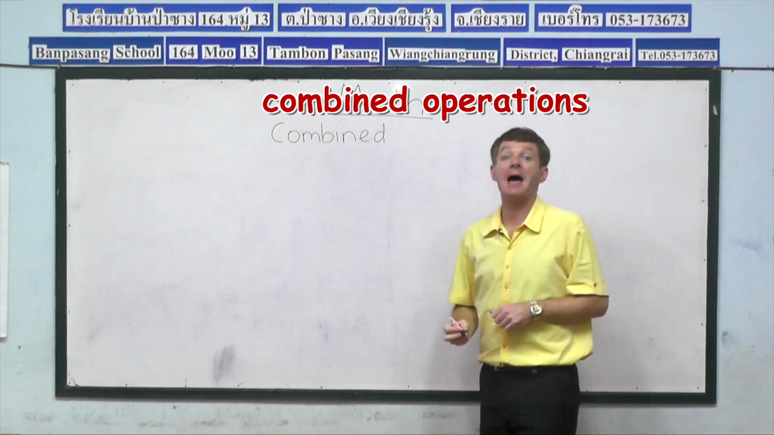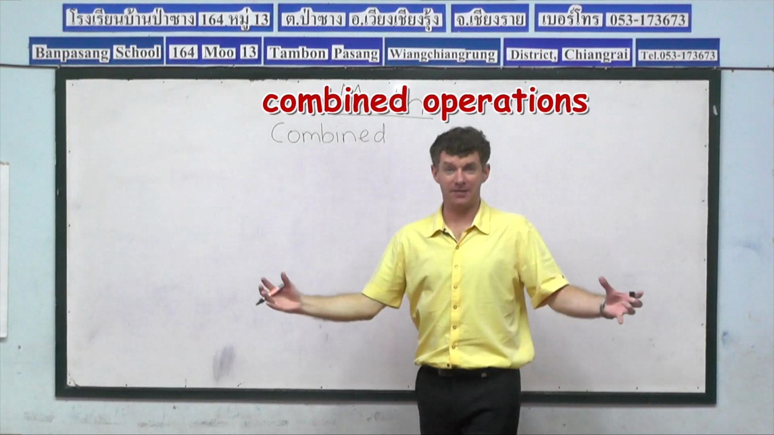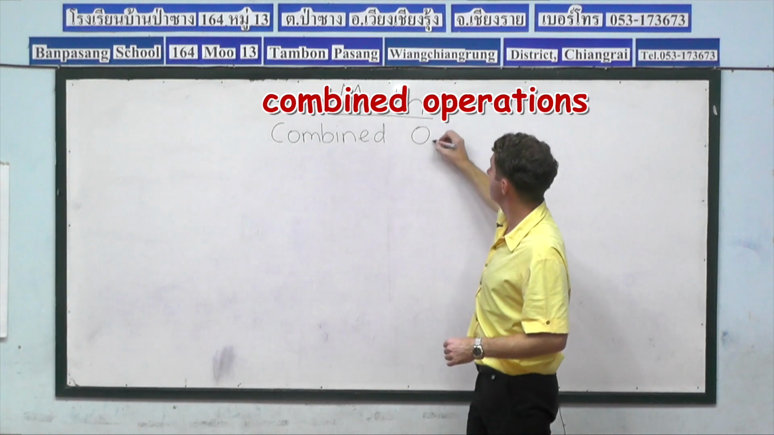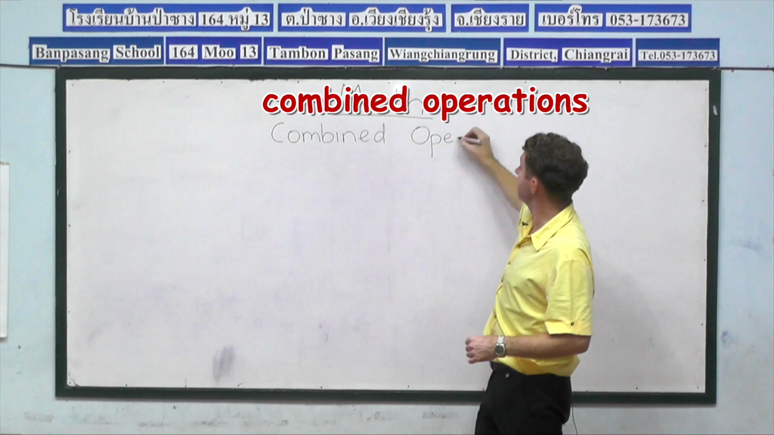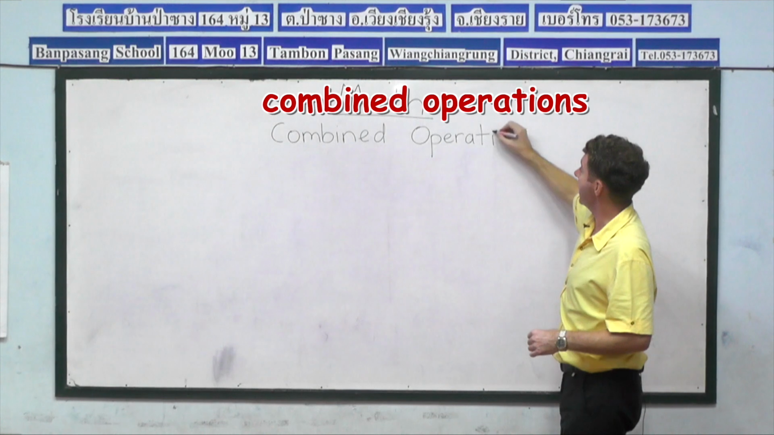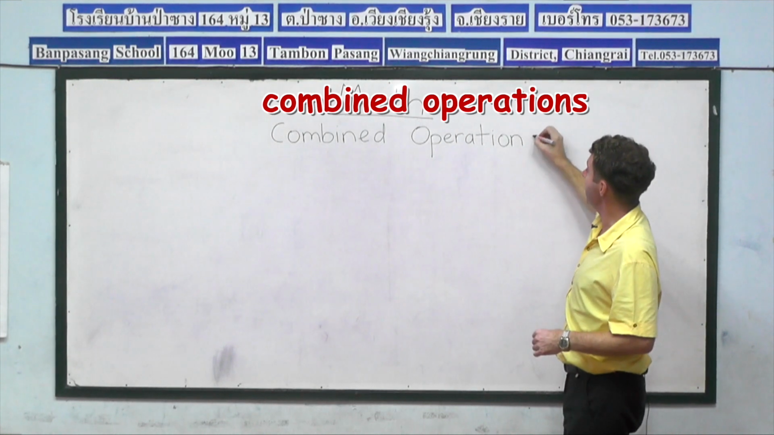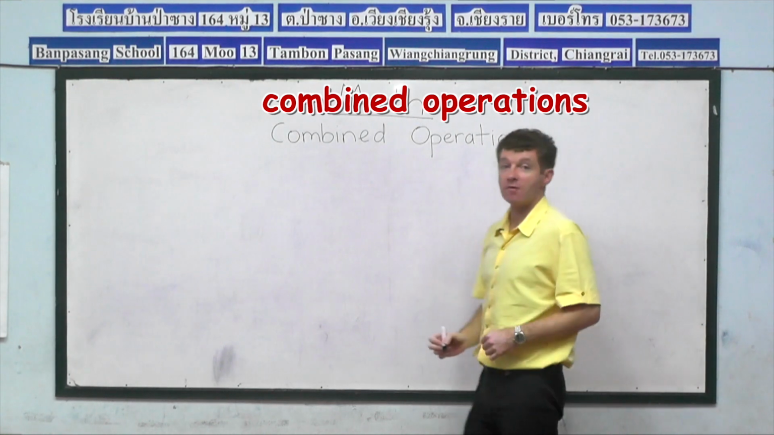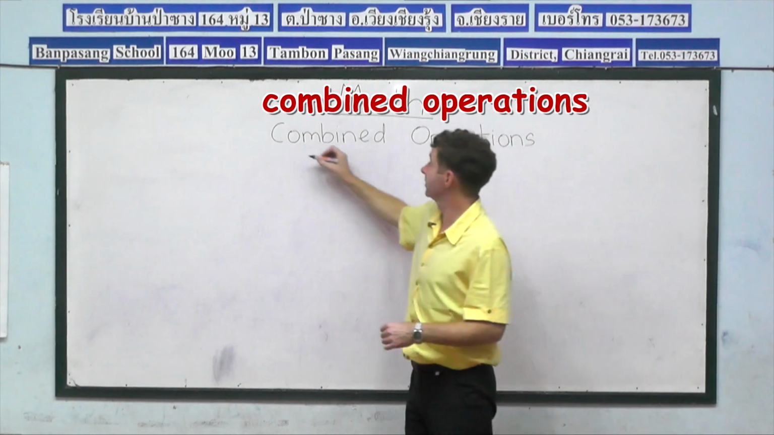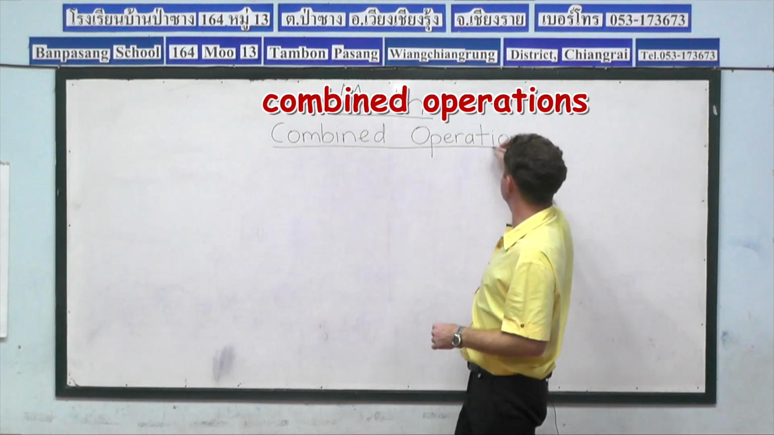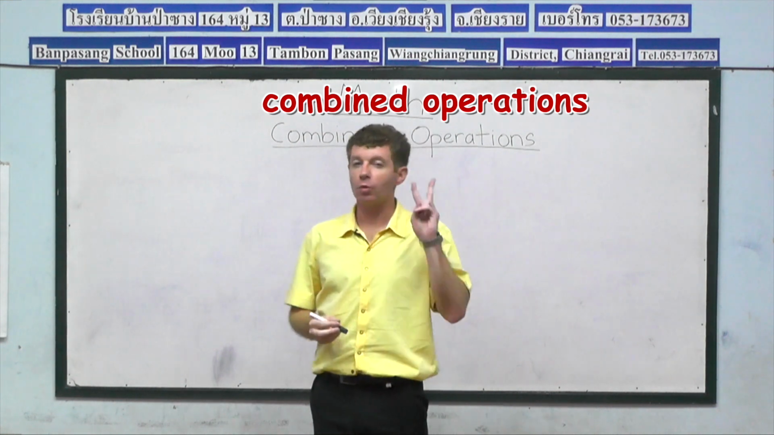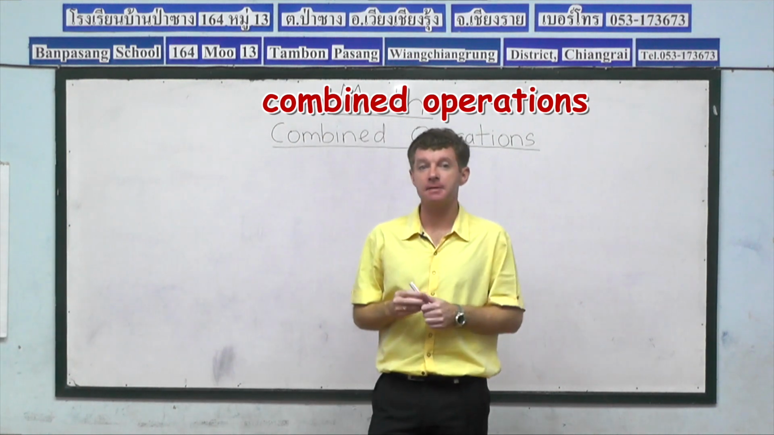C-O-M-B-I-N-E-D. Combined. And combined means putting things together. And operations, O-P-E-R-A-T-I-O-N-S. So there's our phrase, combined operations. Excellent, guys. And in the previous lesson, we learned how to use combined operations with two particular mathematical symbols.